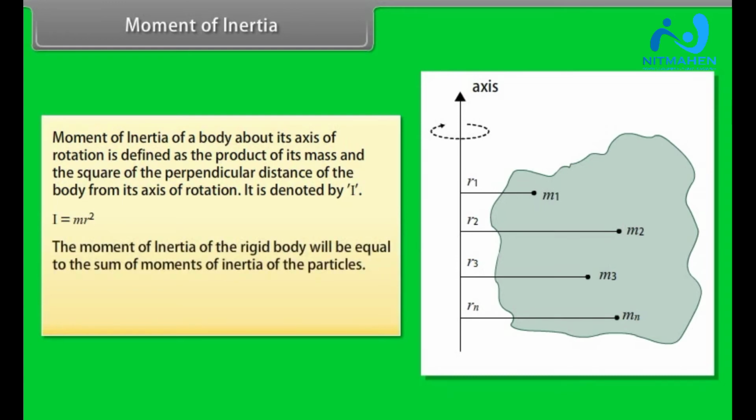The moment of inertia of the rigid body will be equal to the sum of moments of inertia of the particles. Its expression is given by I is equal to summation from i is equal to 1 to n of the products of mi and ri square.